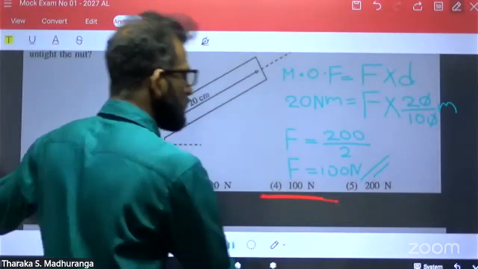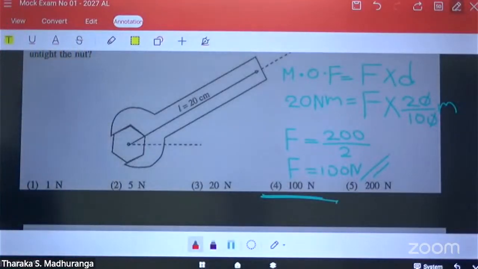Answer number 4. Any doubt? The F value is 100 Newton. Answer number 4. Any doubt?